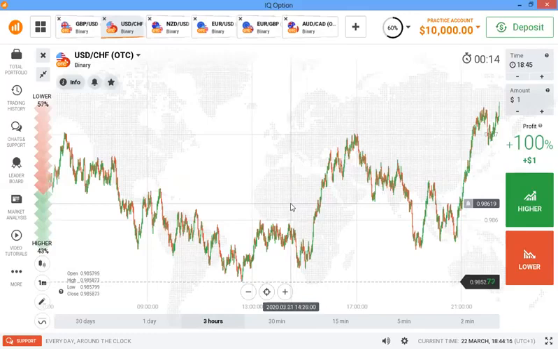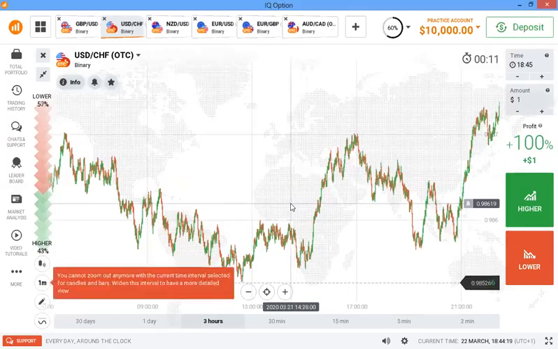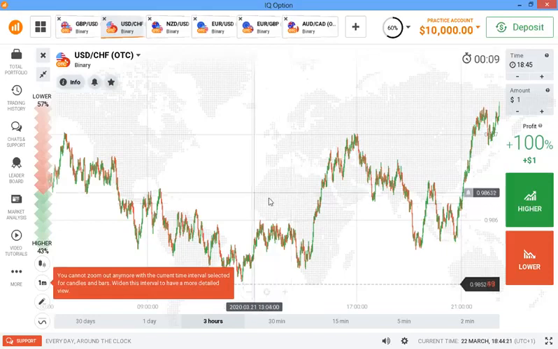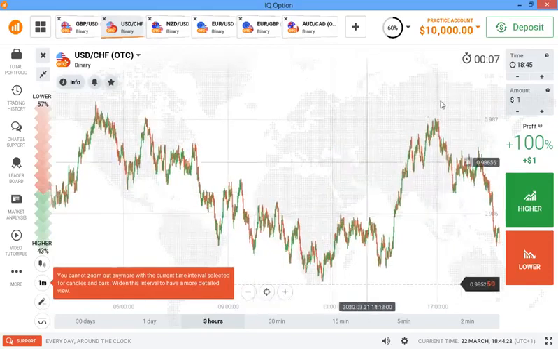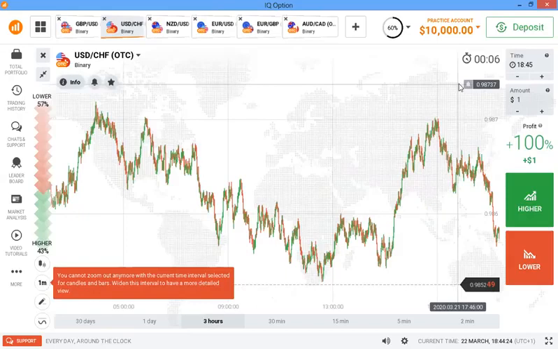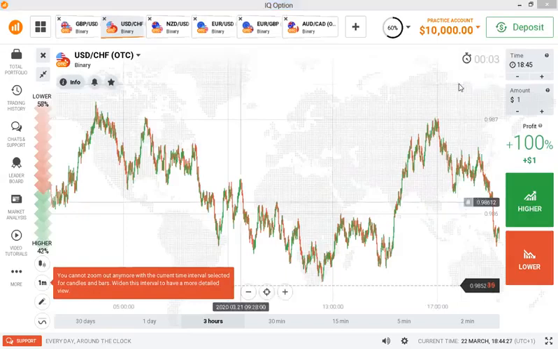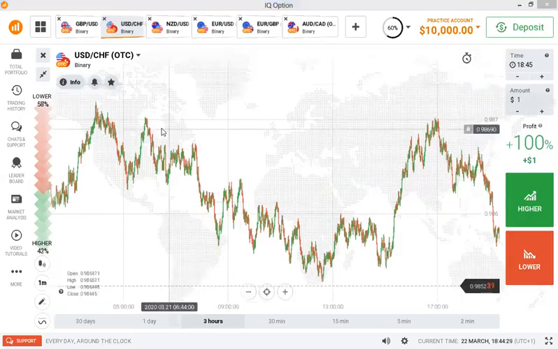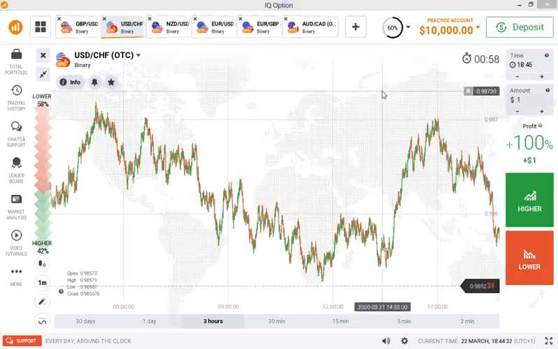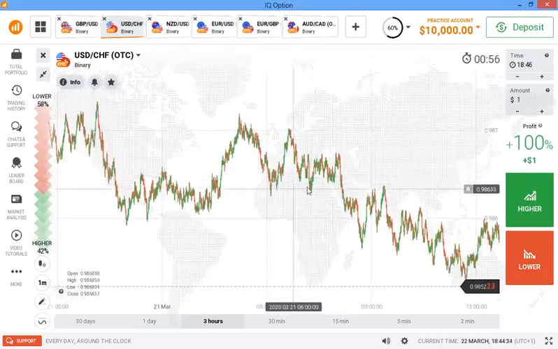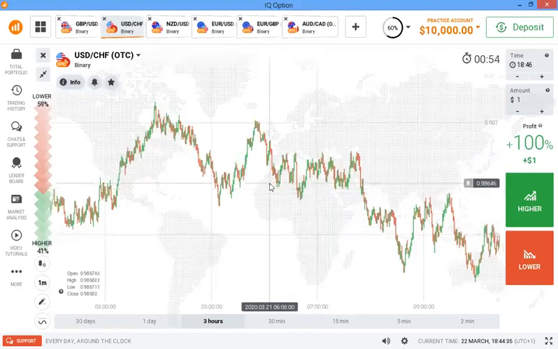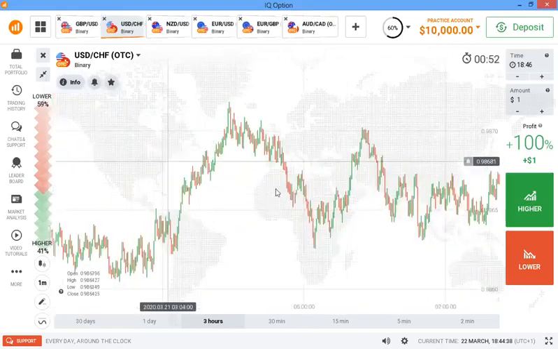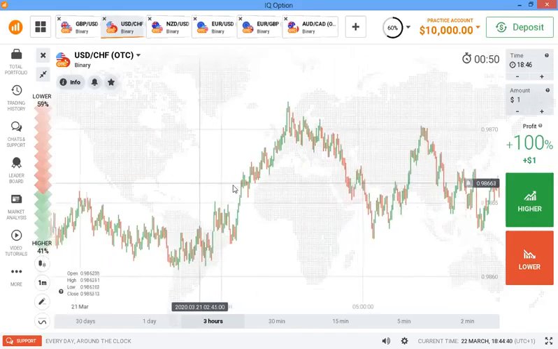Who is this one that is disturbing us? Oh my God. Okay, so let me choose a proper level. I don't want this black line to be showing. I don't know why this is showing.